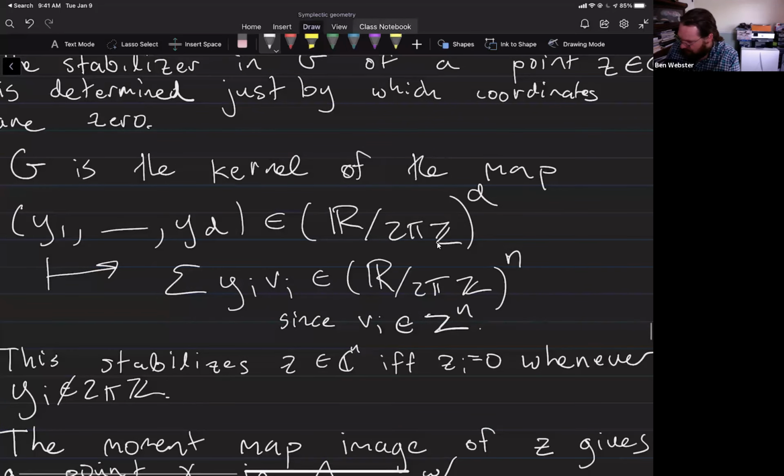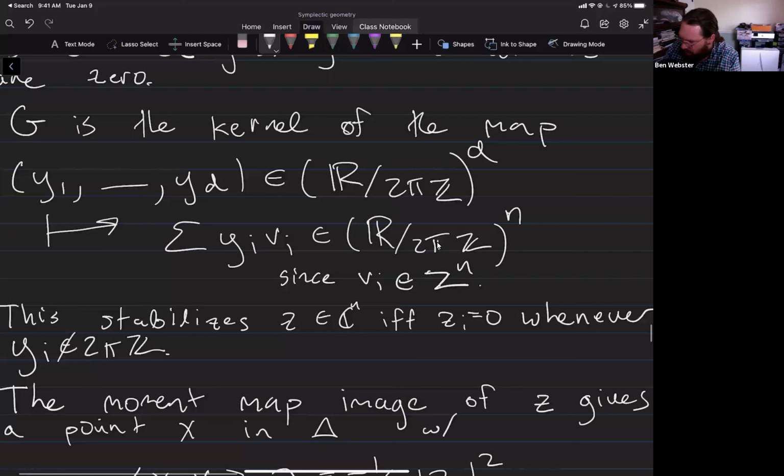And such an element stabilizes a point in C to the n if and only if the corresponding coordinate of the point is 0 whenever this yi is non-trivial. So these yi's, you should think of them as elements of the circle group. They're in R mod 2 pi Z. And so if I'm going to be in the stabilizer, if I have a non-trivial rotation, the corresponding coordinate had better be 0. If I don't have a non-trivial rotation, then that's okay. The coordinate can be non-zero.